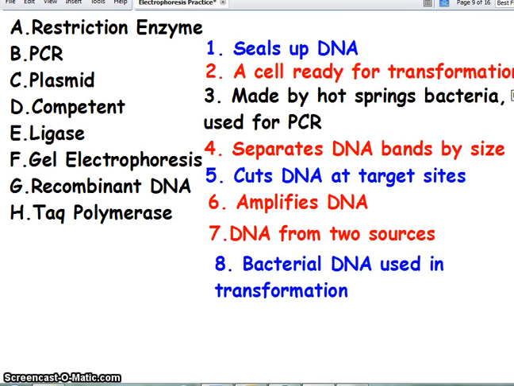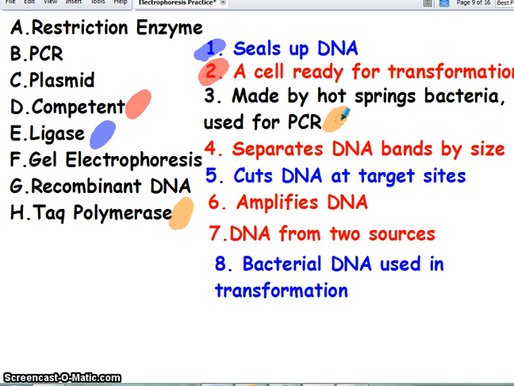Okay, matching. Simple vocabulary, you make sure you know all of these vocabulary words. So our first one, seals up DNA, that's going to be DNA ligase. Ligase seals. Secondly, a DNA that's ready for transformation, just went over that one. That would be, where is that? Competent. Next, made by the hot springs bacteria and used for PCR. That is going to be Taq polymerase.